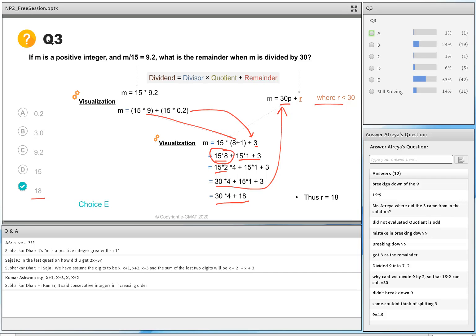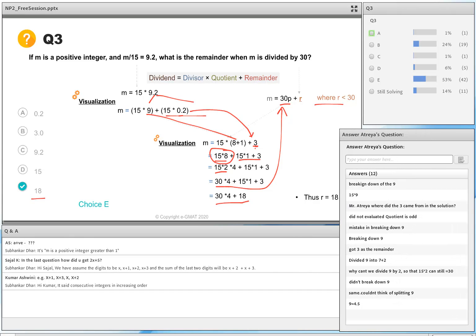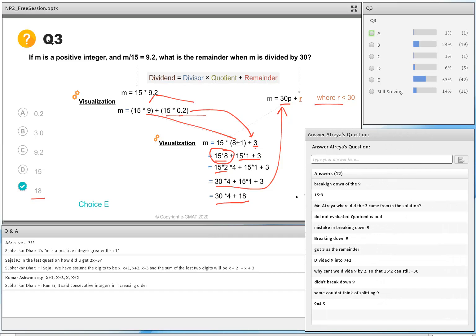Okay, so how did I get 3 in the solution? So basically, I divided 9.2 into two parts. One is the integral part, which is equal to 9. The other is the decimal part, which is 0.2. Now, when you multiply 15 and 0.2, you get a 3. So that's where we got a 3 in our solution. I hope it is clear to you. Muna, I hope it's clear to you.